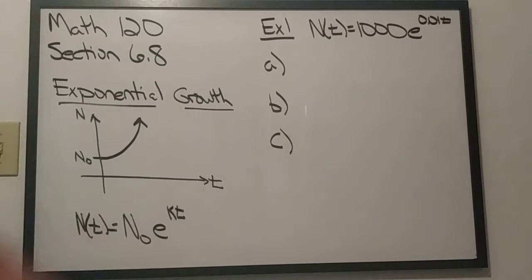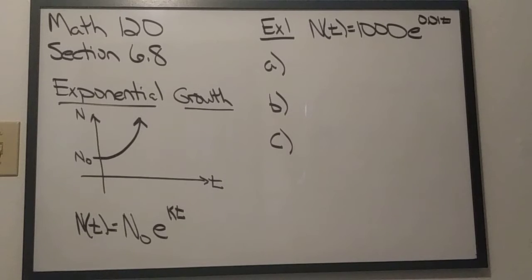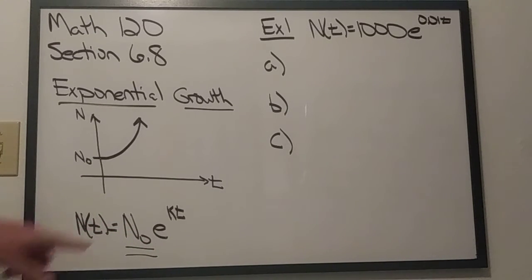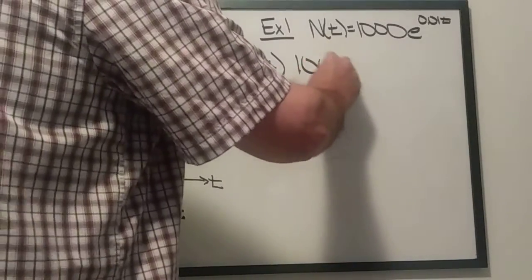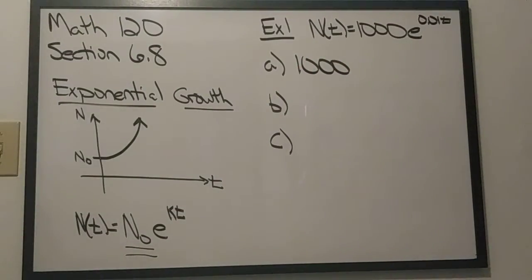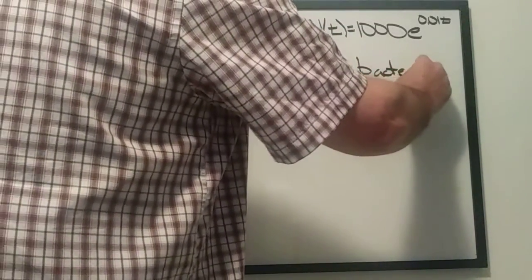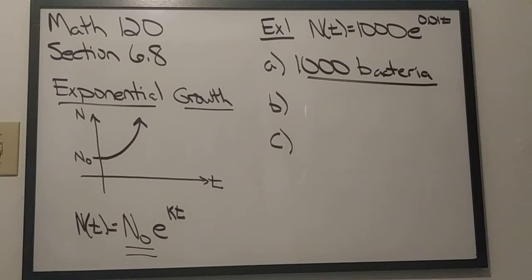So in part A, they're asking us for the initial population of bacteria. Well, if you think back to the function that we have over here, we know that n sub 0 is the initial population. n sub 0 is just the number in front of your exponential piece. So we have 1000 as our initial. So we can write that down. And in this case, because we're talking about bacteria, we might as well write that down. So this problem is saying that we have initially 1000 bacteria.